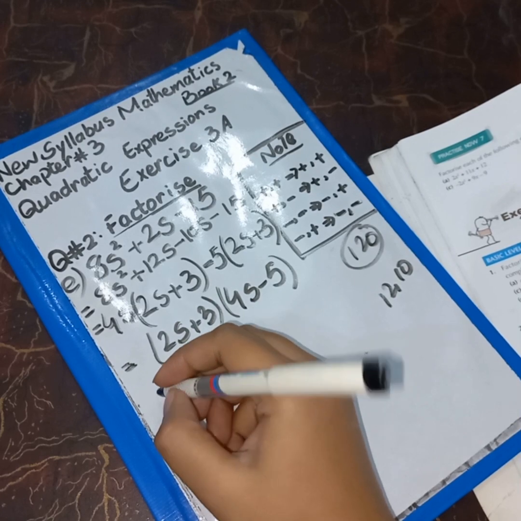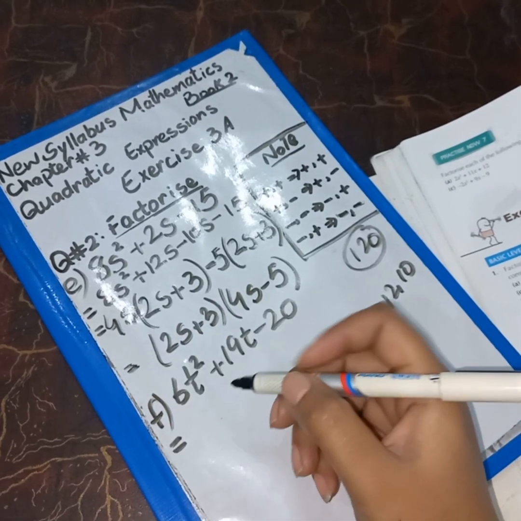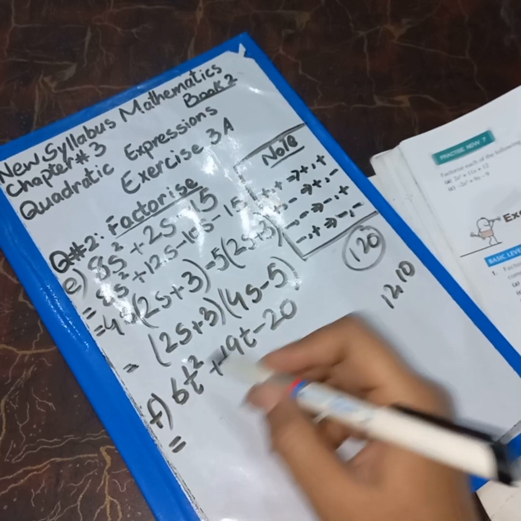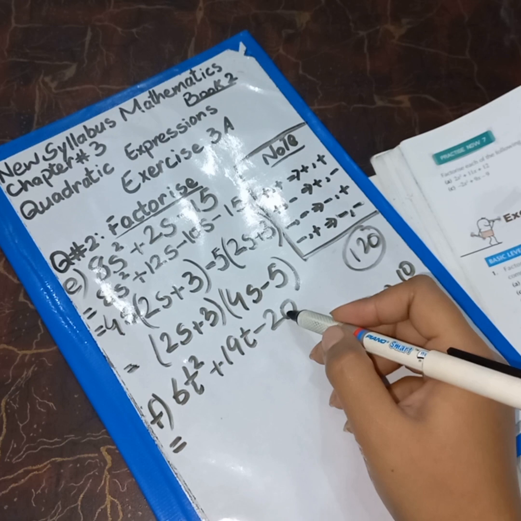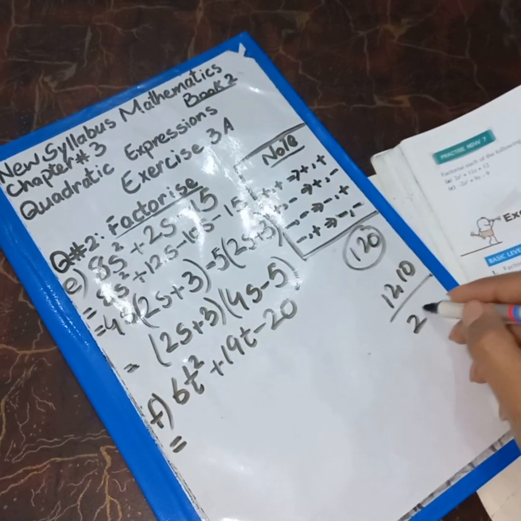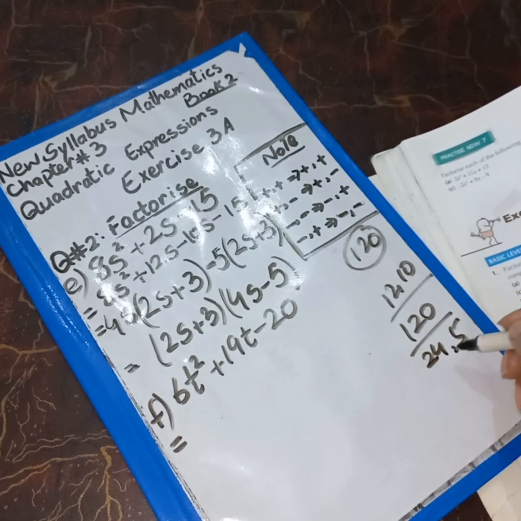Moving towards part f. In part f you can see the coefficient of t square is 6. 6 multiplied by 20 is 120, and we need a pair that gives you 120 after multiplication and 19 after subtraction. So the pair is 24 and 5. 24 multiplied by 5 is 120 and 24 minus 5 is 19.